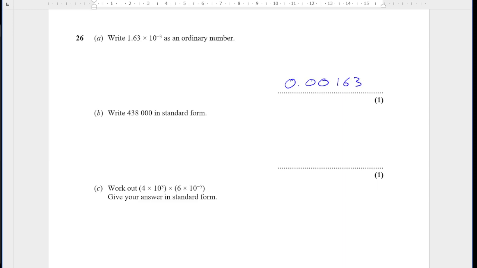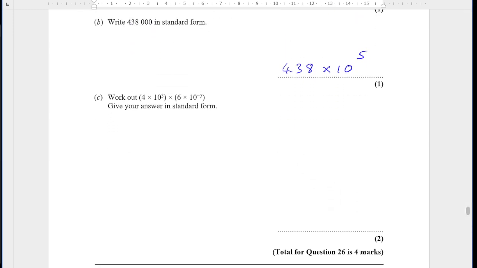Write this number in standard form. So we want to put a decimal point between the 4 and the 3 to make it a number between 1 and 10. And then it's times 10 to the, and then we've moved it from there. So we've moved it 3, 4, 5 places, and it's a large number. So that's going to be our standard form number.